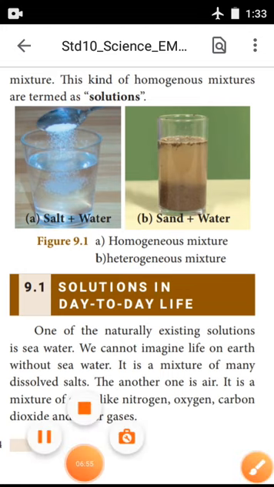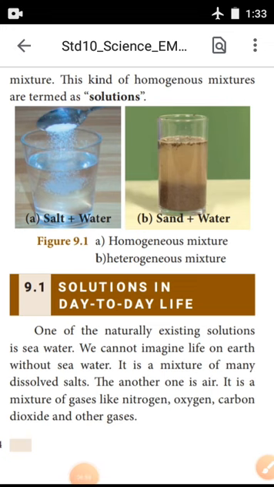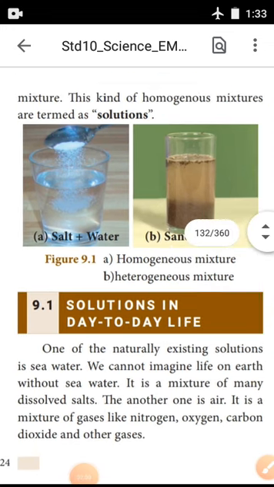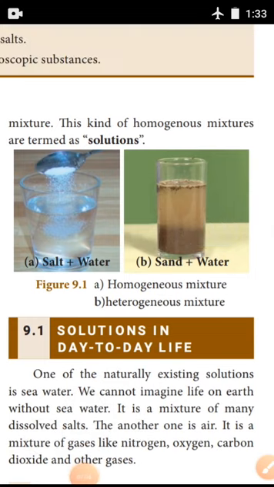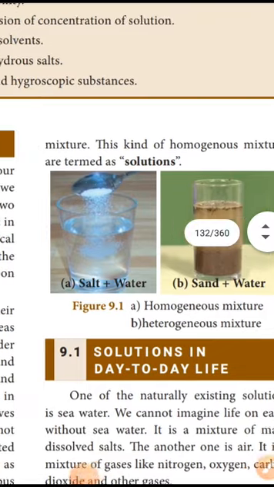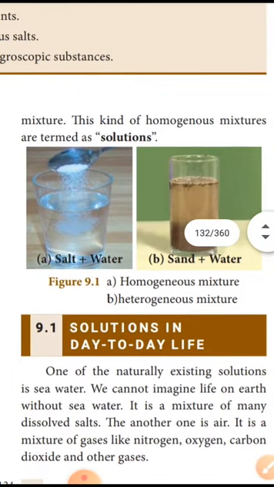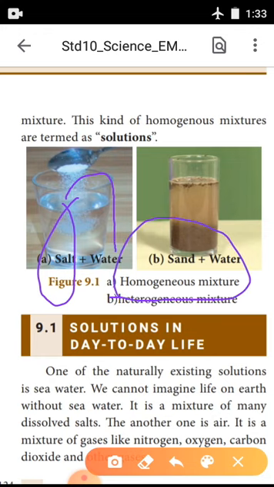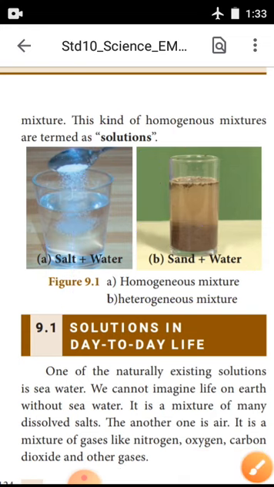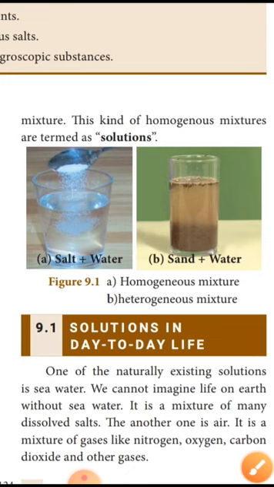So this kind of homogeneous mixture is termed a solution. What is a homogeneous mixture? When the salt particle or solid particle completely dissolves in liquid, we get a homogeneous mixture. The homogeneous mixture is a solution.